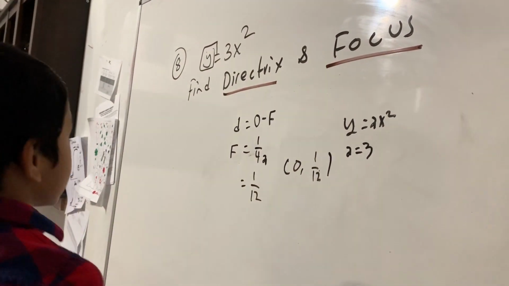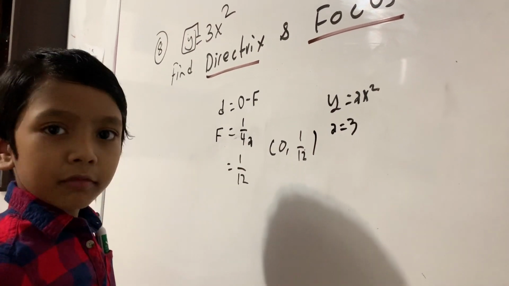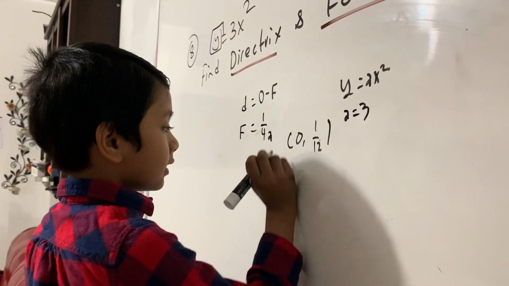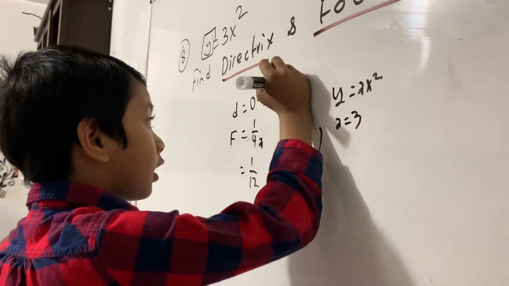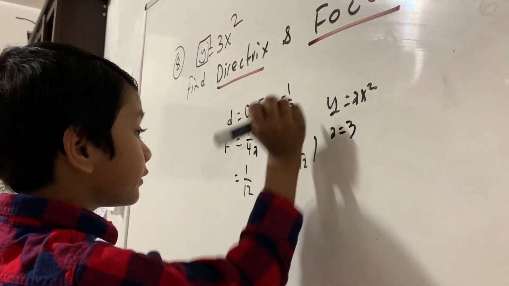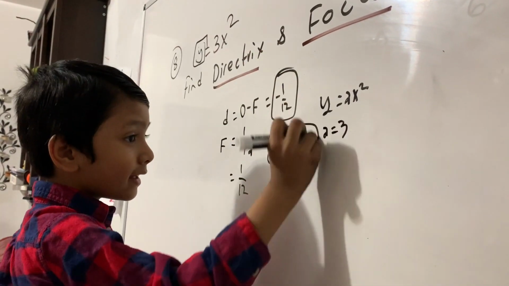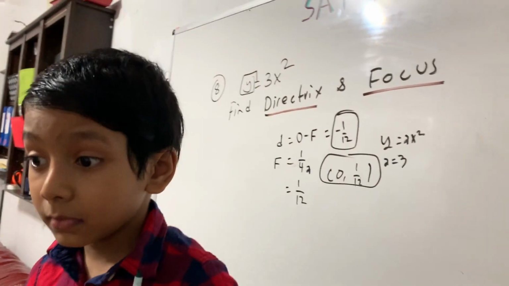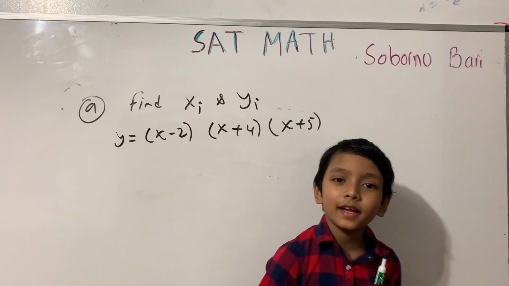So x is set to 0. And the directrix is obviously minus 1/12. So there you go. These are your answers, ladies and gentlemen, if you're taking that test.